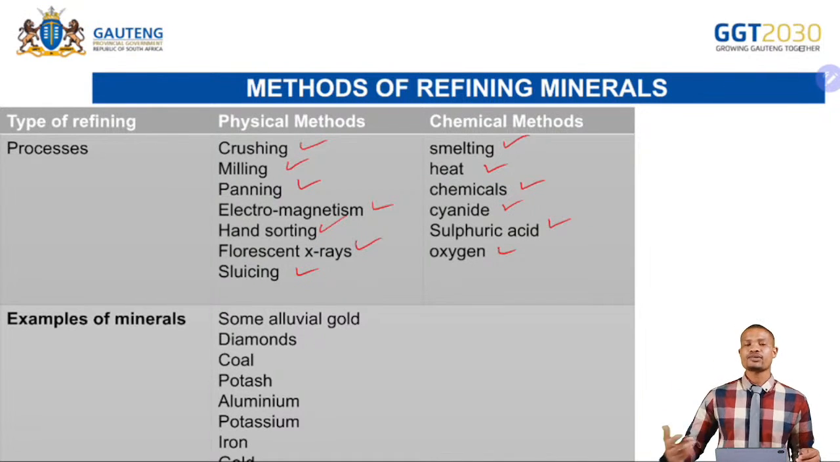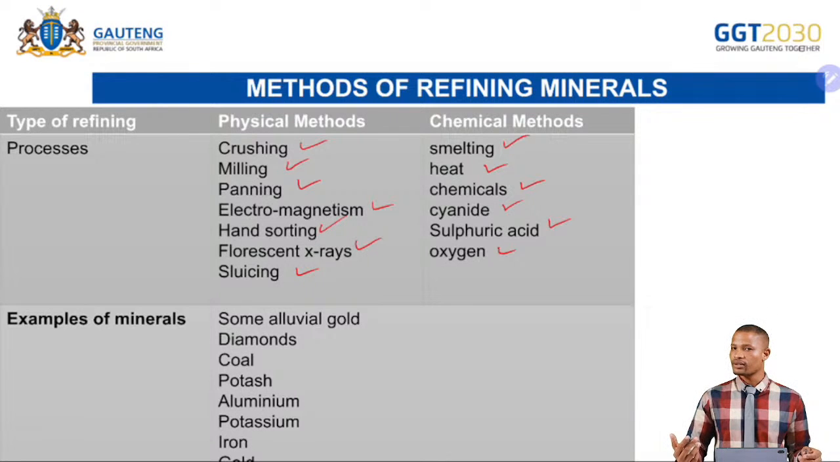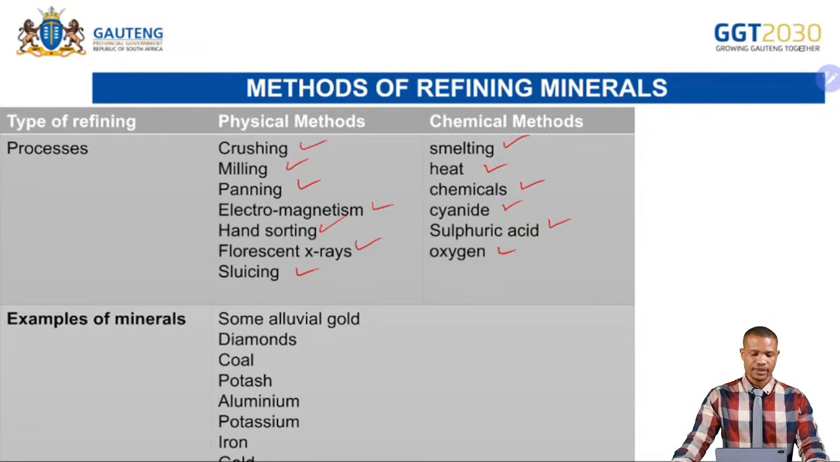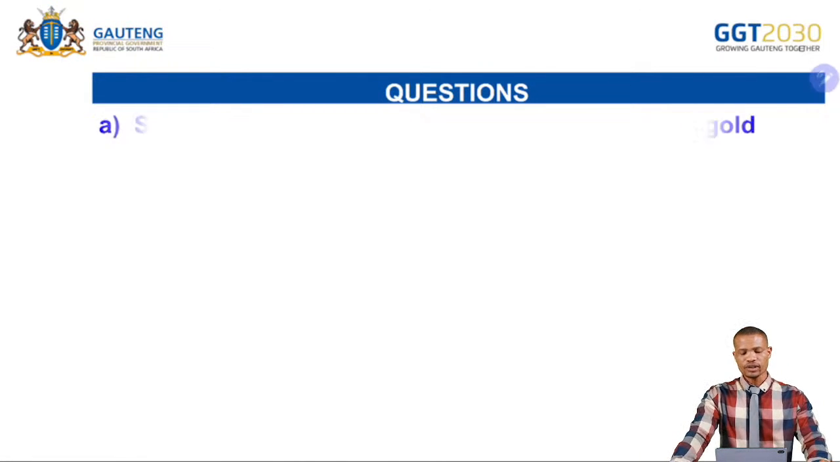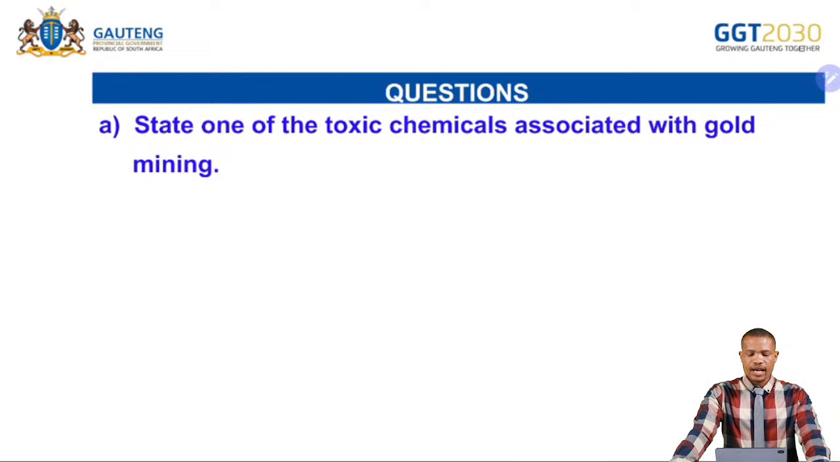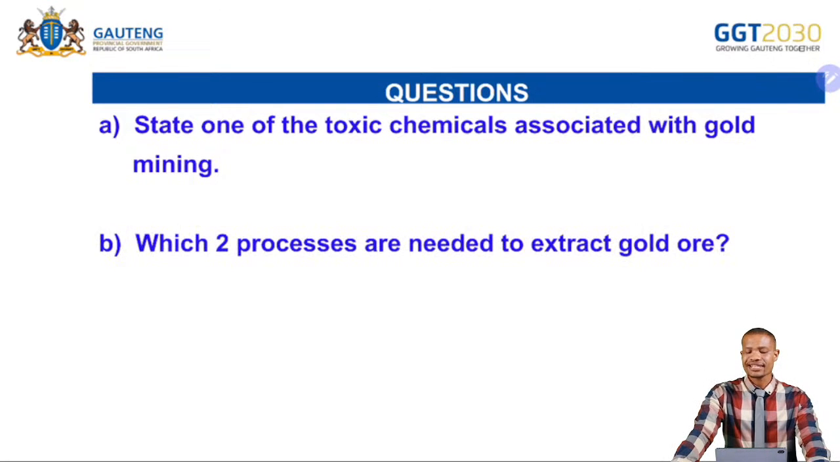Remember, when something reacts with oxygen, it's called what? Yes, oxidation, or combustion. Okay, let's continue. Now let's do 2 more questions, then we're going to move on. State one of the toxic chemicals associated with gold mining. B, which 2 processes are needed to extract gold from its ore or gold ore? Right, so we're going to do these questions together because there's a lot to cover and we don't have enough time.